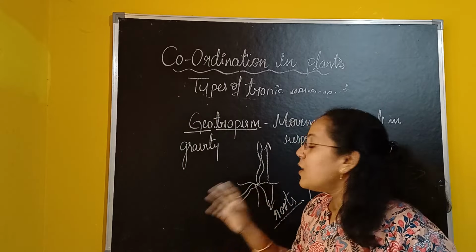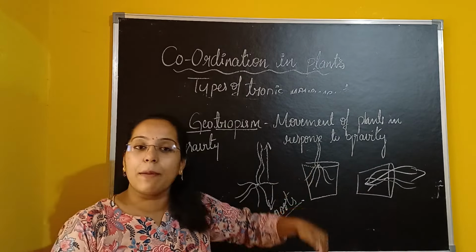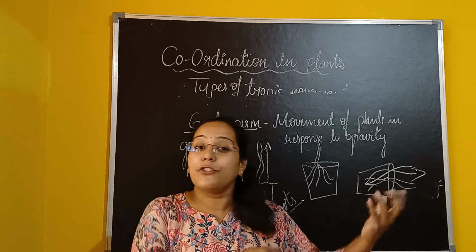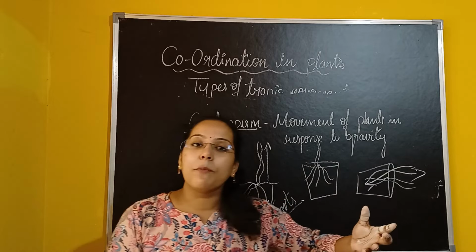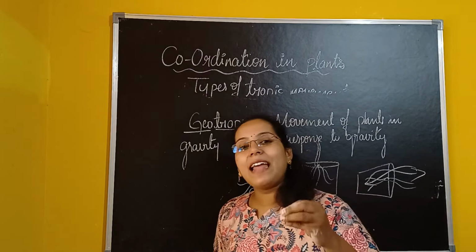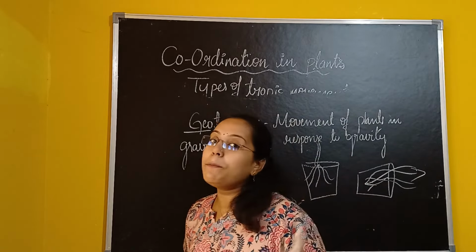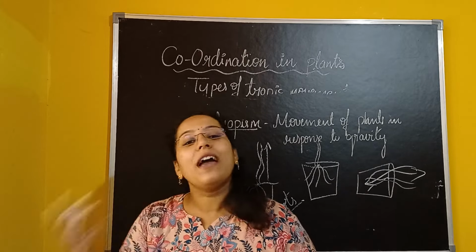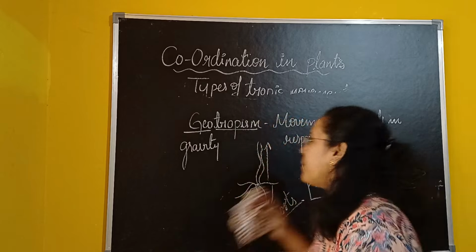Is that clear? So I think I made you very clear about each and every concept which I explained with respect to movement in plants, that is tropic movement in plants. So far I explained what tropic movement is and the different types of tropic movements. Each type of tropic movement has its own importance. So do know about it and know about the positive and negative tropic movements as well. So now we are heading towards the next type of movement, that is nastic movement.